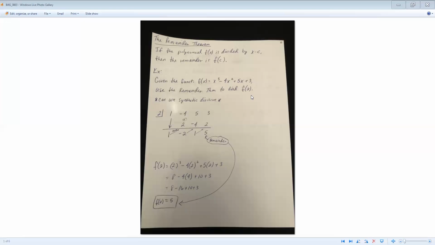If this was in function form, it would have been x minus 2. So if you have x minus 2, plug in positive 2. Remember, you use the opposite when it's set up with your x as your divisor. And you plug into your function. That'll be your remainder. So that's the remainder theorem.